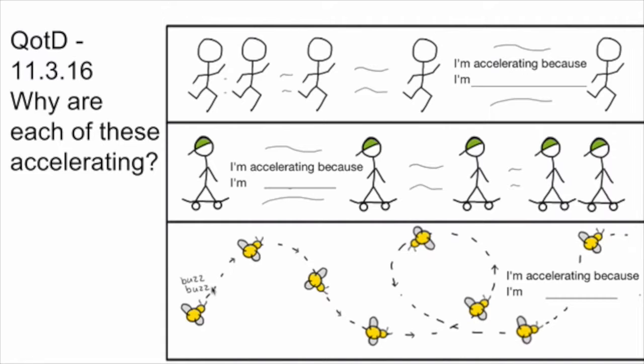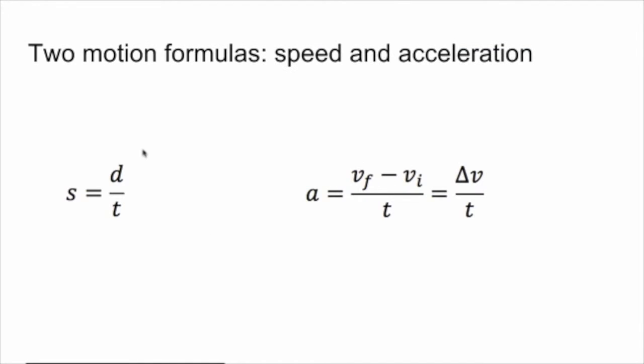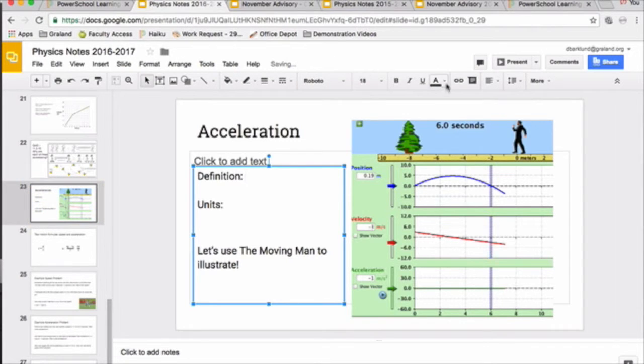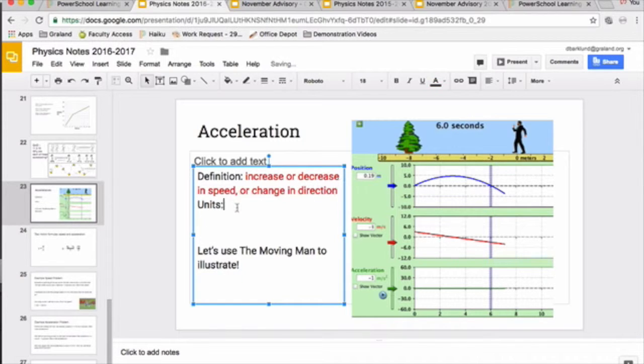Okay, next slide here. What we did right here is talked about the definition of acceleration and the units. So I'm going to really quickly go here and write in what we did. The definition of acceleration is an increase or decrease in speed or change in direction. And the units of that, unfortunately I can't write out very well here, meters per second squared.